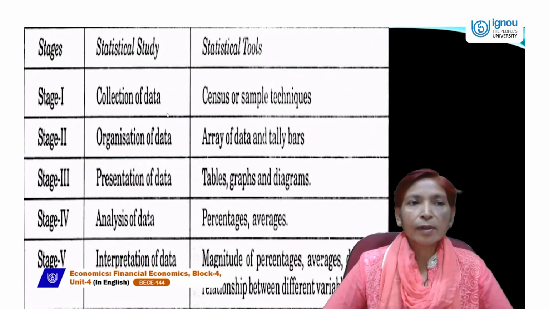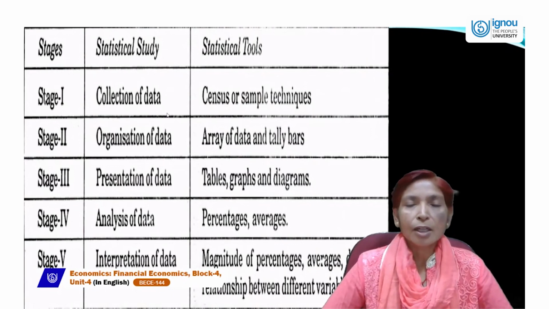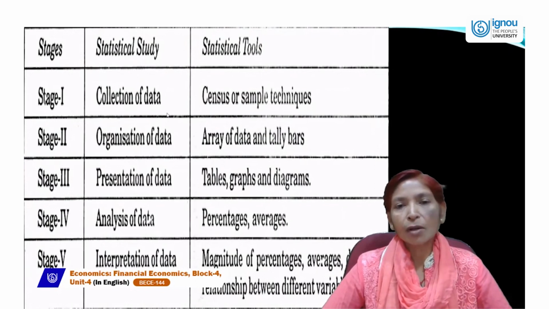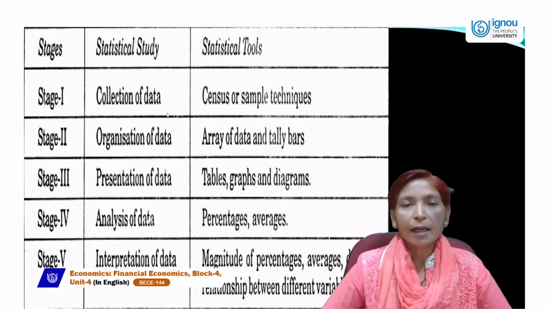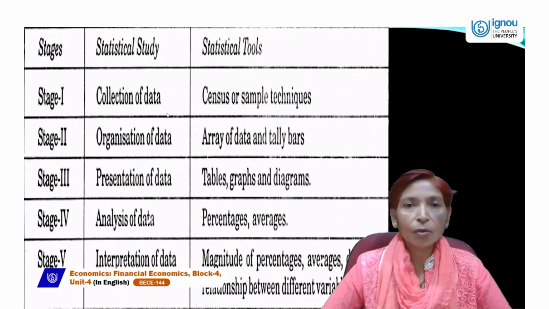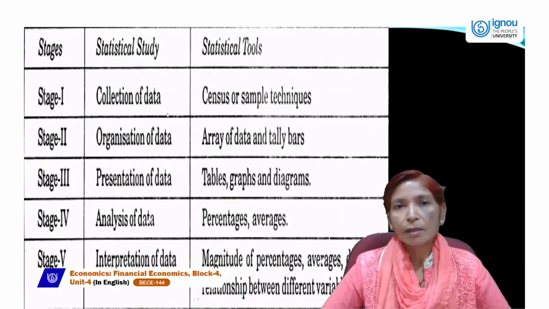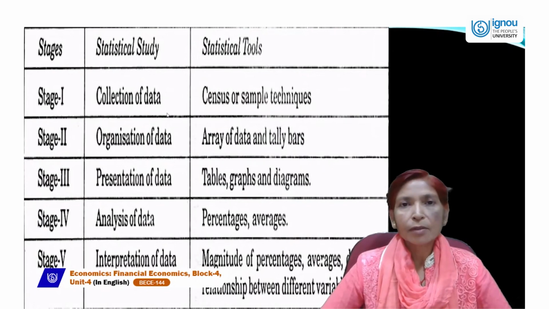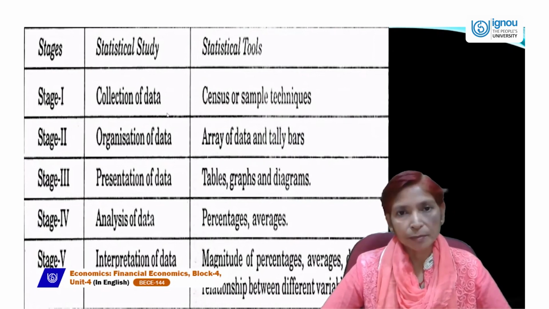Next, the stages of statistics are five. One is collection of data. Collection of data is the first stage of statistics, and the tools of collection of data are census or sample techniques. We can collect data from primary and secondary sources, and we can collect data through these census or sampling methods or techniques. Census method is also known as population, in which we study the whole population, not a part of that. But in sampling technique, we use some samples from the whole population and draw conclusions.